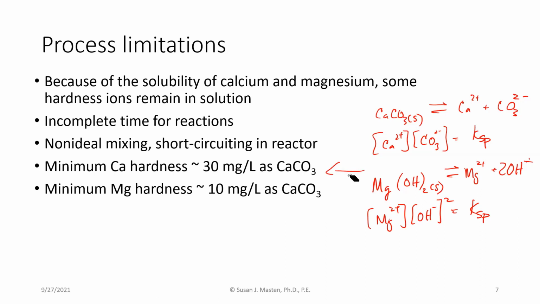Based on the solubility products, the minimum calcium hardness we can achieve is about 30 milligrams per liter, and about 10 milligrams per liter of hardness. That also includes that these reactions are not instantaneous. They take time, and there may not be complete time in the reaction basin in order to achieve equilibrium. And then, in addition, your basins are not going to have their ideal mixing. There may be short circuiting, so their concentration may be a little bit higher than that.